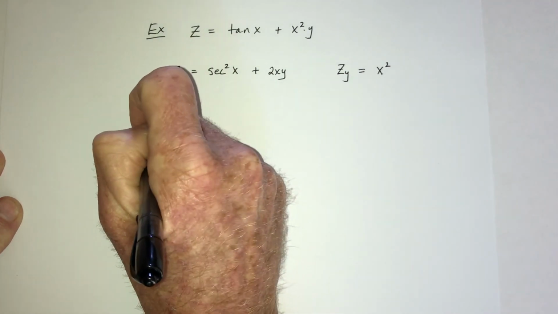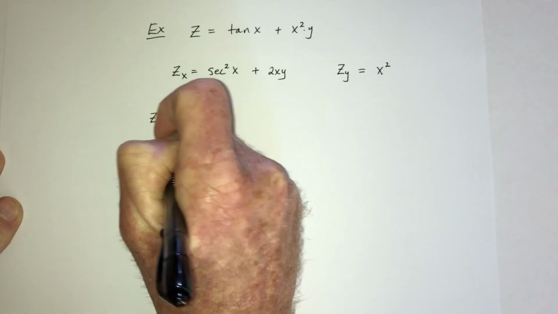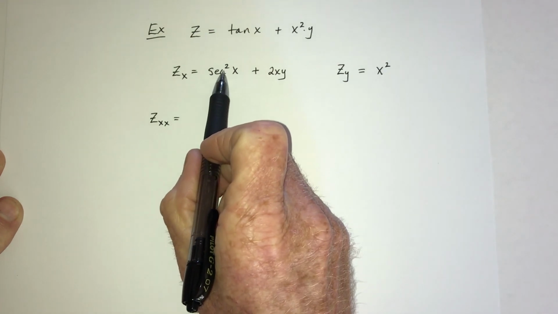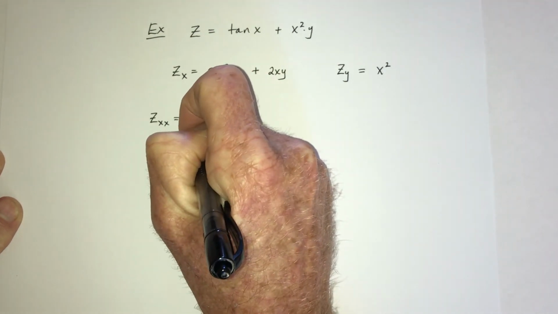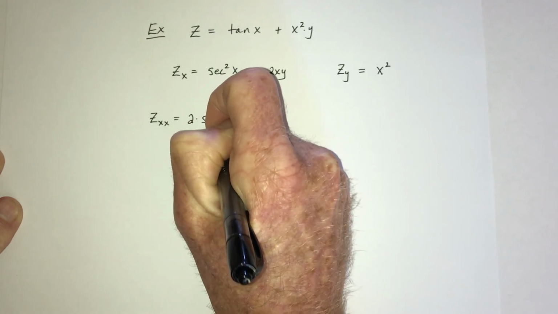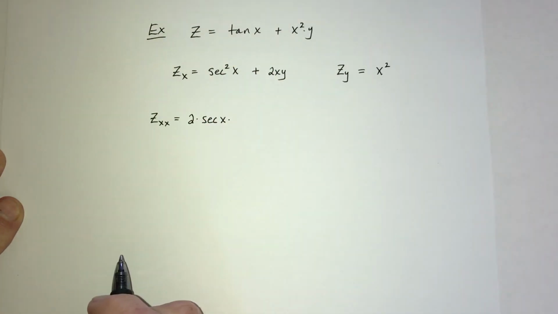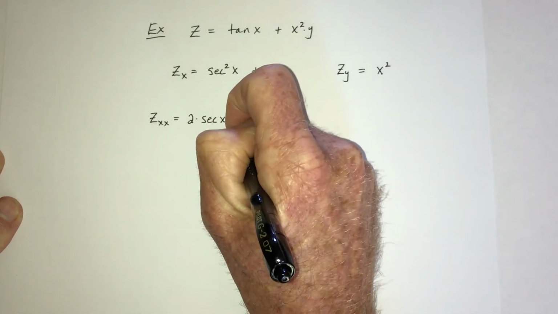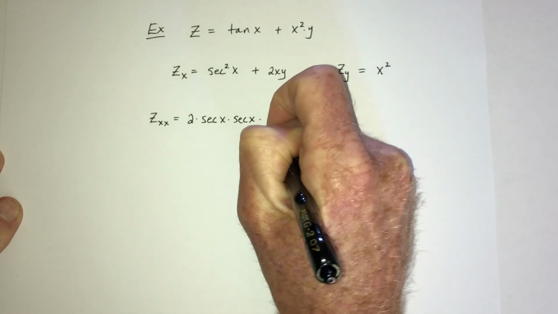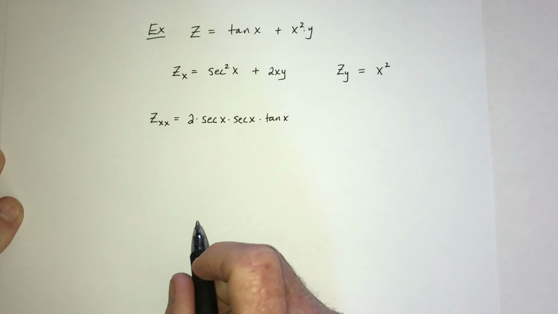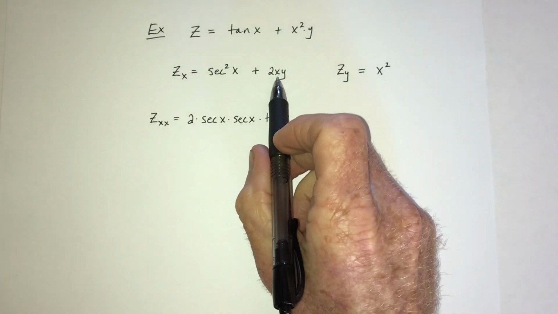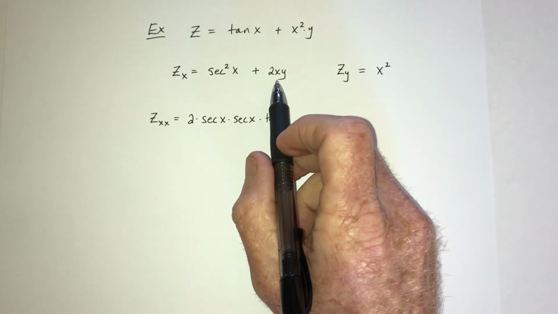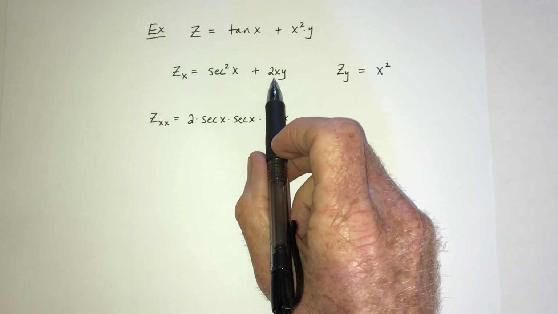Now for this one, take the derivative with respect to x and take the derivative with respect to x again. So for this one, I need to take the exponent of 2, bring it down in front, multiply, and then subtract 1 from that exponent. Then take the derivative of what's inside that square function. The derivative of secant is secant of x tangent of x. And then over here, the derivative of x is 1. So it leaves behind plus 2y.